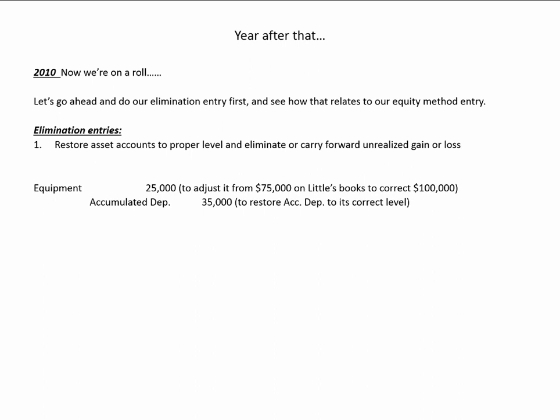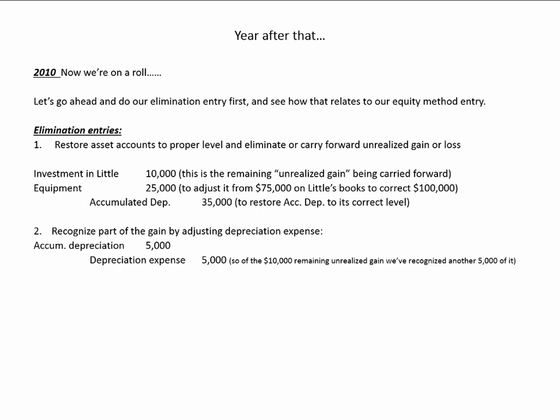Recall what we did last year in our elimination entries. We started by crediting accumulated depreciation for $40,000, and then we debited it for $5,000 when we adjusted depreciation expense. So again, we're carrying forward a net $35,000 credit to accumulated depreciation. The difference is that $10,000 of unrealized gain, which is still unrealized. And then we recognize another $5,000 of that by, again, adjusting depreciation expense.